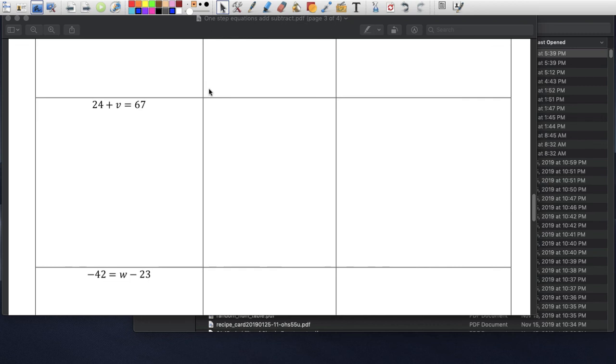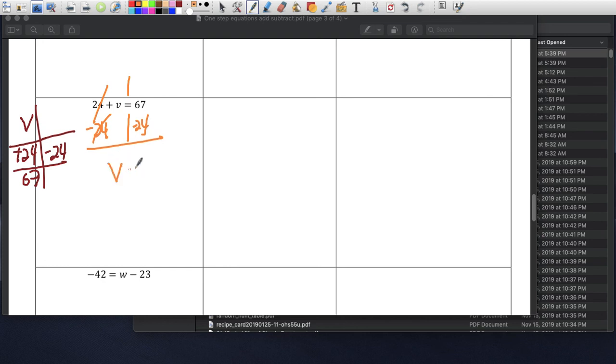Next one, 24 plus v, and again, here's my variable v. I'm adding 24 to it, and it's giving me a 67. So the opposite of adding 24, the inverse operation, would be minus 24. So I need to subtract 24 from both sides. If I subtract 24 from here, I need to subtract 24 from the other side. But subtracting 24 from that allows me to have v. Look, there's nothing else on the left side because the 24s are gone. So v is the only thing left on the left side, and that's what I wanted. And then on that side, 67 minus 24 is 43.